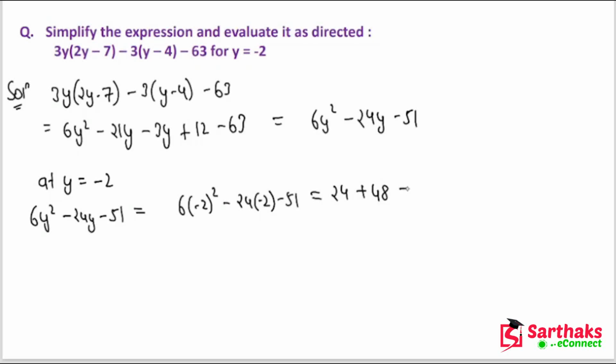So it would be 48 minus 51. So 48 minus 51 would be minus 3, and 24 minus 3 would be 21. Okay, so that is the final answer. Very easy. Let us move on to the next question.